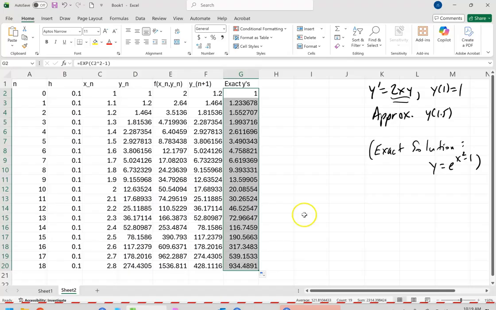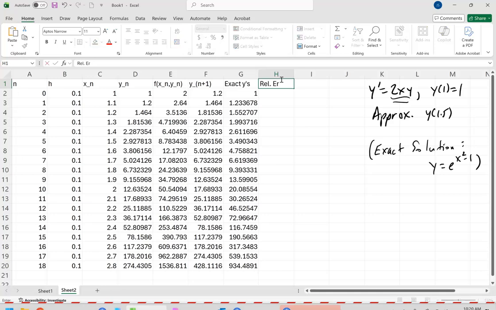We could do, if you wanted to, relative error. How do you do relative error? Do you remember how to do relative error? I got science people in here. You got to know how to do relative error. How do you do absolute error? What does error mean? Start there.